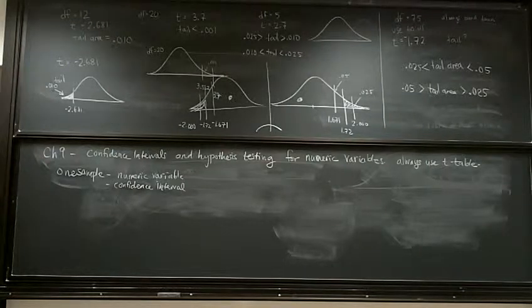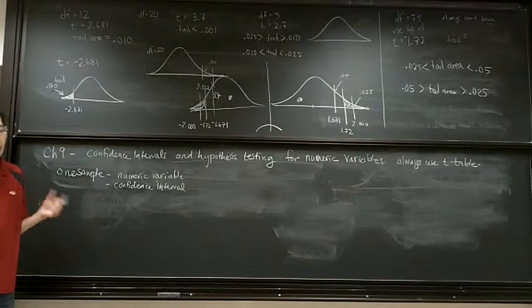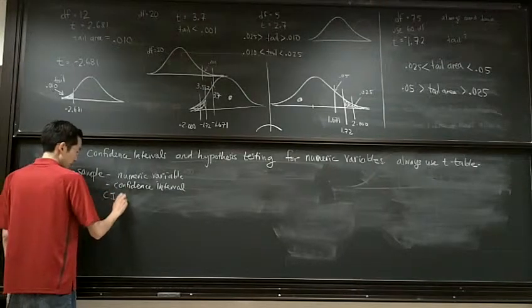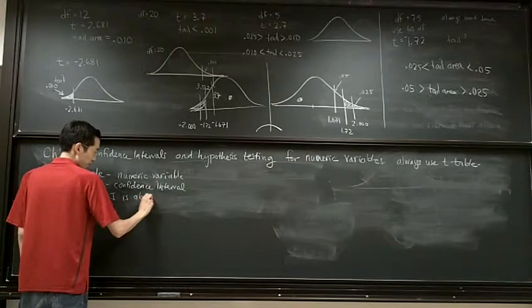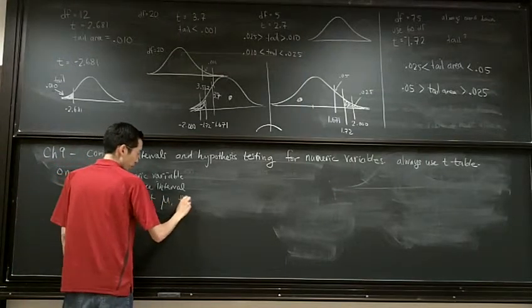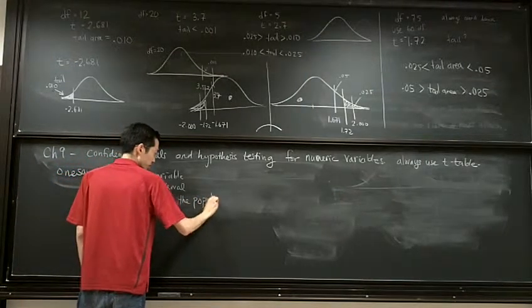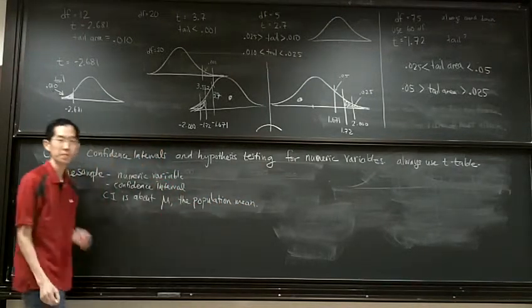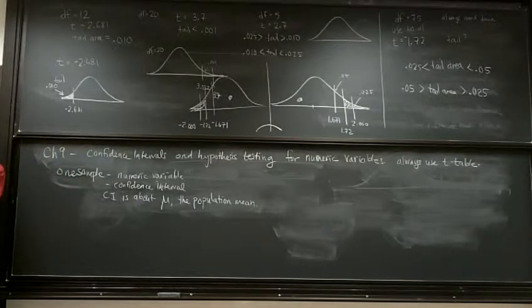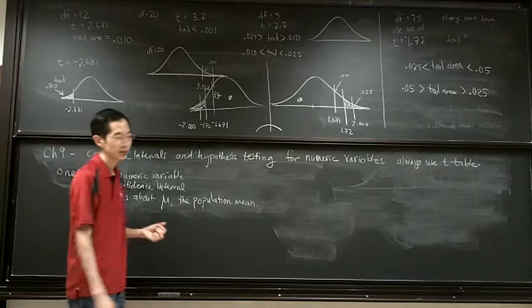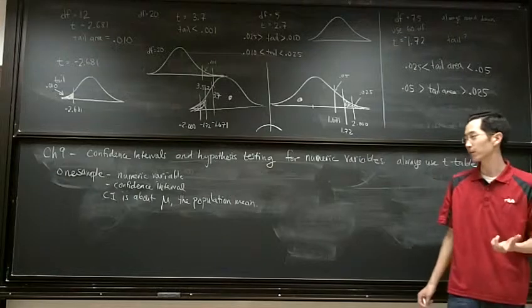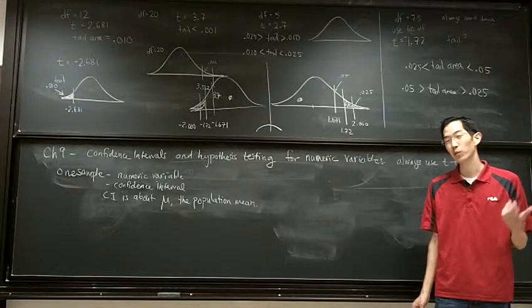If it's a numeric variable, our confidence interval is going to be about mu, the population mean. Confidence interval. And just a quick check of your understanding. In chapter 8, if we had one sample and we made a confidence interval, the confidence interval was about what letter?